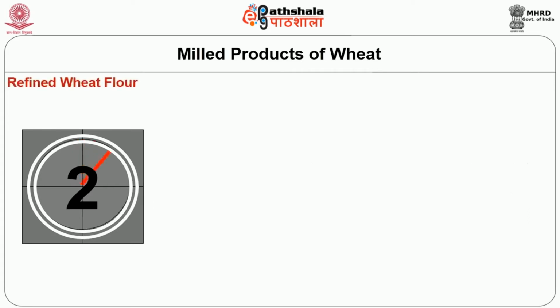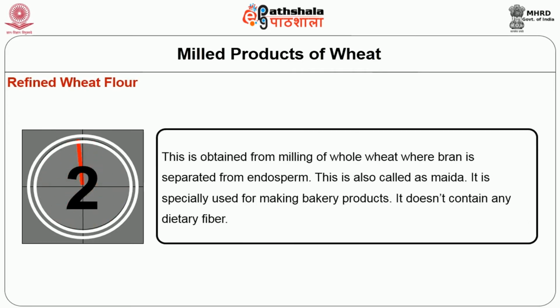The next one is refined wheat flour. This is obtained from milling of whole wheat where bran is separated from the endosperm. This is the main difference between whole wheat flour and refined wheat flour. Bran is separated in refined wheat flour. This is also called maida. It is specially used for making bakery products. It does not contain any fiber, whereas whole wheat flour contains a high amount of fiber.